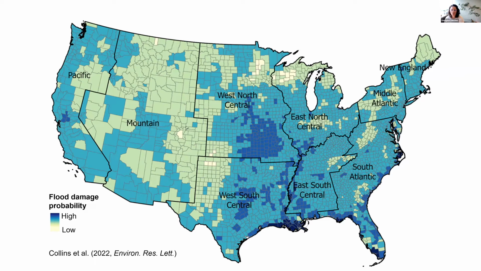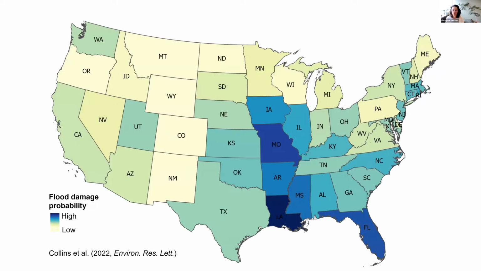And to understand the regional patterns, we can explore also flood damage probability at the county and state levels, both showing hotspots of high flood damage probability estimates that are prevalent across the Southeast and Midwest of the US.